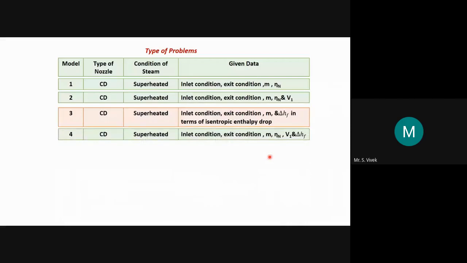In the next session, I will solve a problem similar to this third type of problem, but the delta HF value will be directly given in the problem. That is the next problem we are going to see in the next session. As of now, for this session, we are going to solve a problem for a CD nozzle. Condition of steam will be superheated steam, inlet condition, exit condition, mass flow rate, and delta HF will be given in terms of isentropic enthalpy drop.